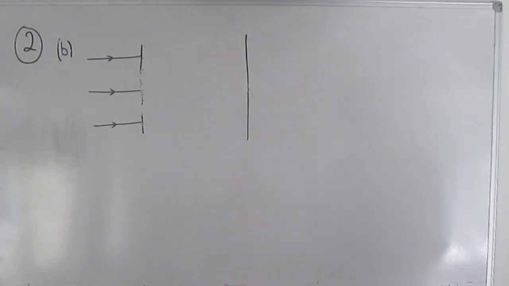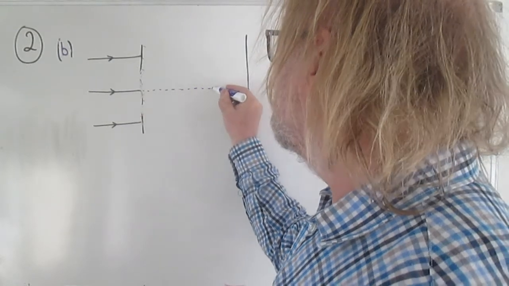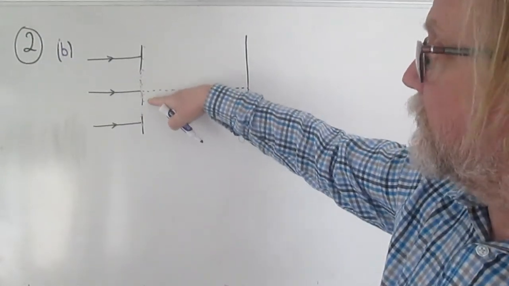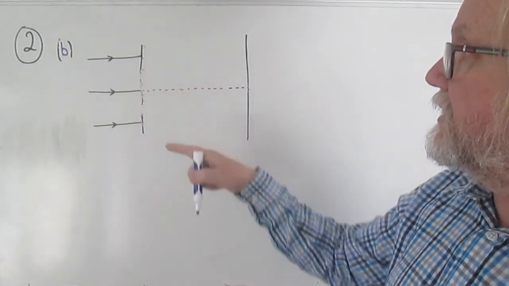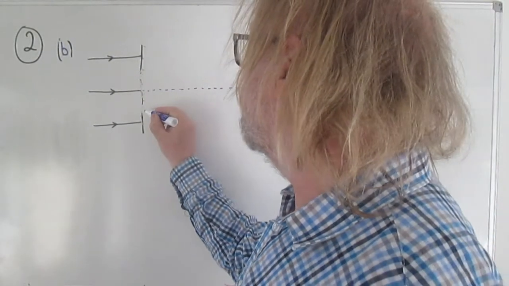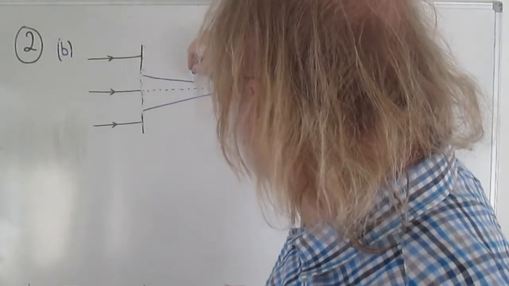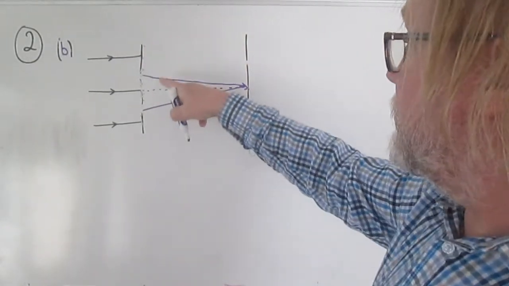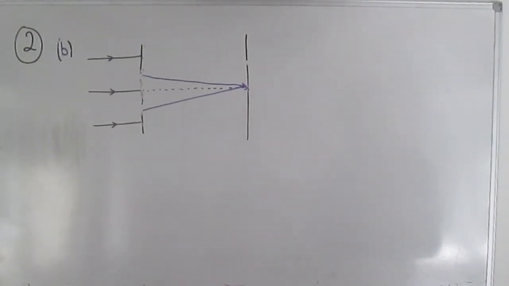So the first thing to realise is that the central bright fringe is the one that's in line with the sort of midpoint between the slits there. And the point is that the path length from this slit and from that slit is the same. Right, so for that central bright fringe, the path length is equal, so it differs by 0 wavelengths, and that will be true whatever the wavelength is.